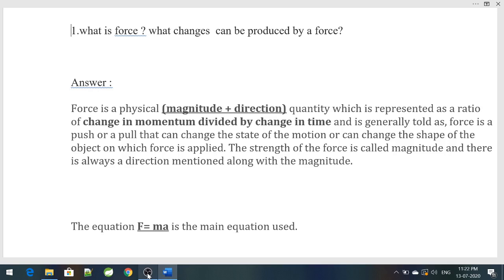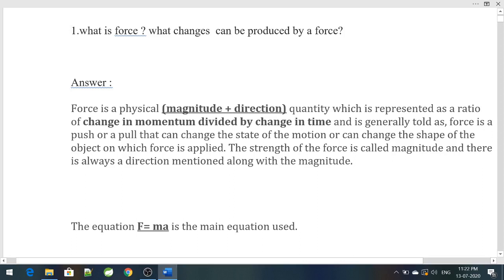Hello everyone, this is class 8 physical science lesson number 1, question and answers. So the first question is, what is force? What changes can be produced by a force?